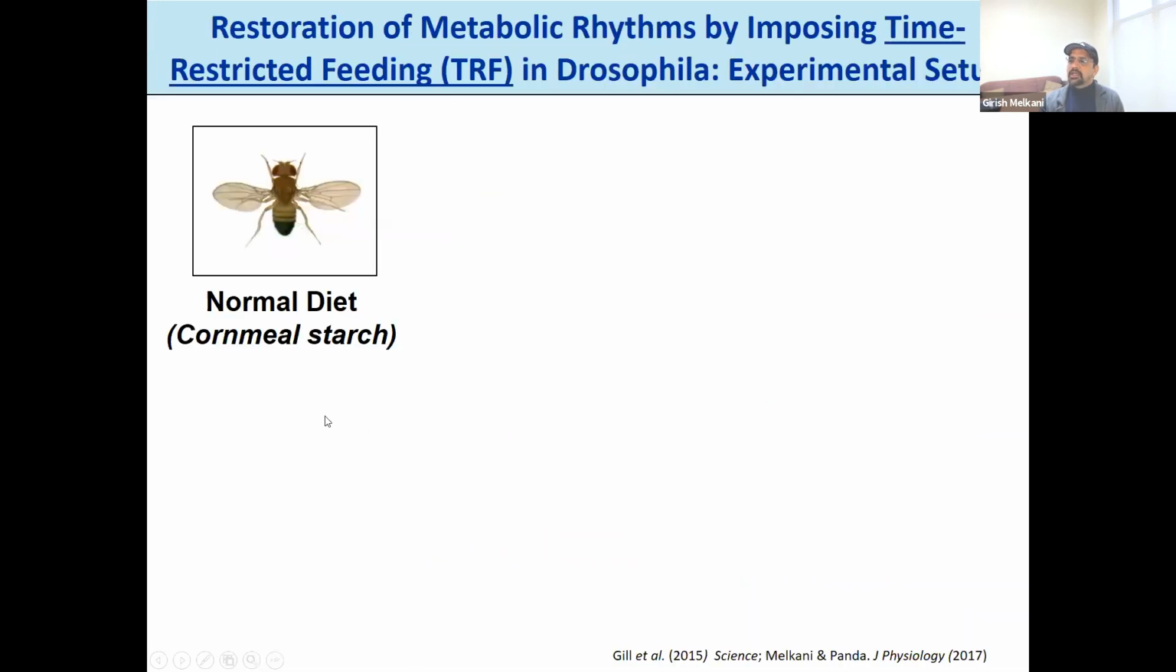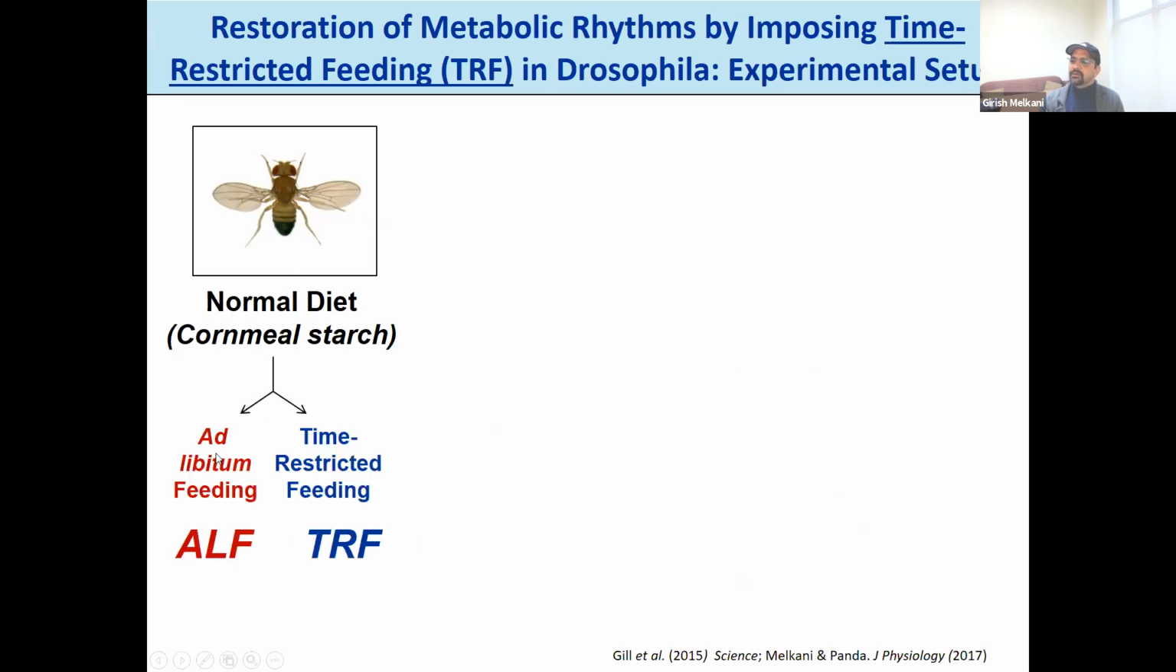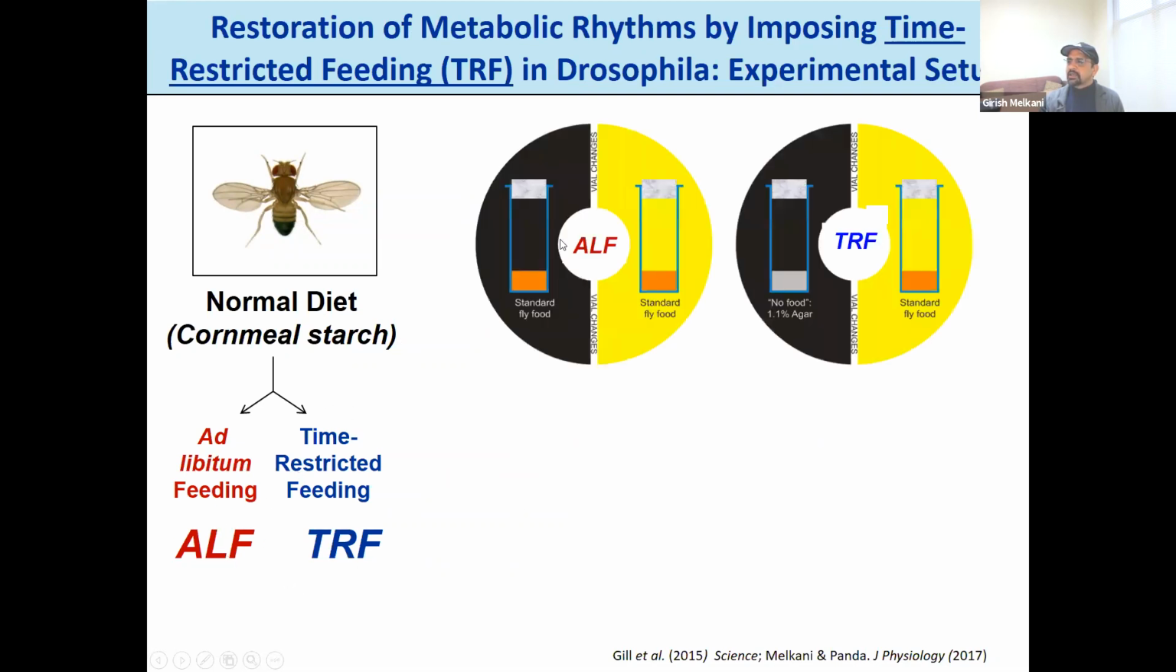So what we have done is, these are the fruit fly, Drosophila. They are on normal diet. We split them into two. One called ALF. They have freedom to eat 24/7. The other called time restricted. So if you can look at more clearly here.